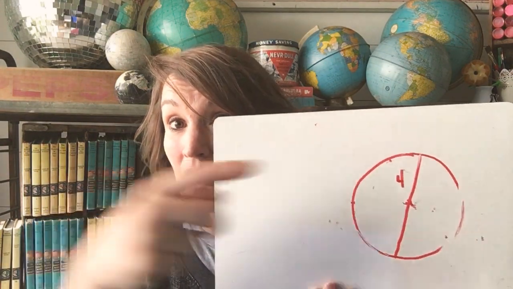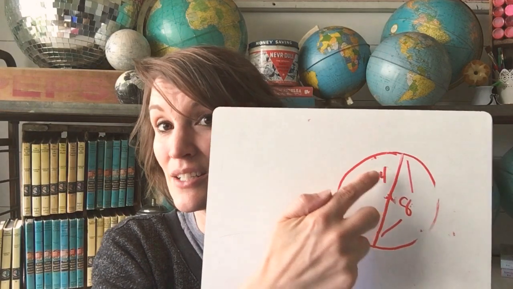So if the radius of this circle were 4, the diameter would be 8. If the diameter were 10, what would the radius be? That's right, it would be 5. So keep in mind, diameter is 2 times the radius.